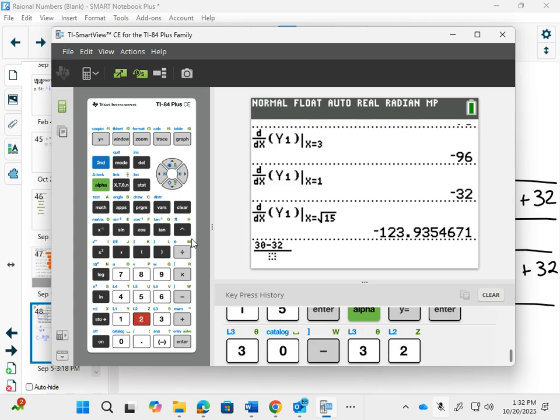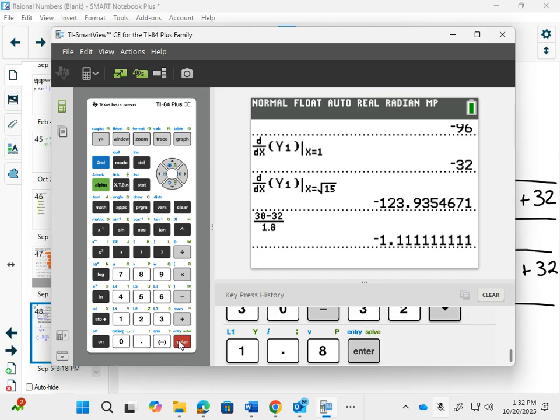Notice this calculator lets me write a fraction. I'm not sure if the calculators that you have would let you do this. I can push enter and find out that it's negative 1.1 degrees.